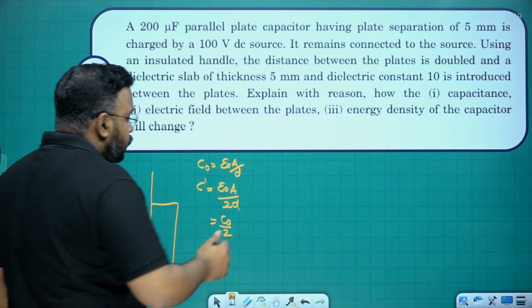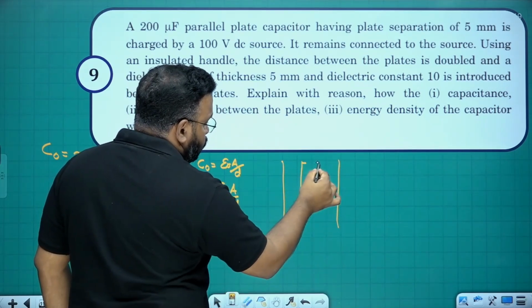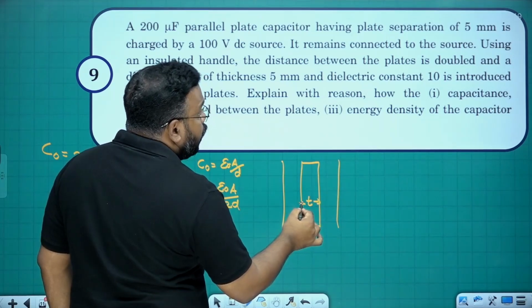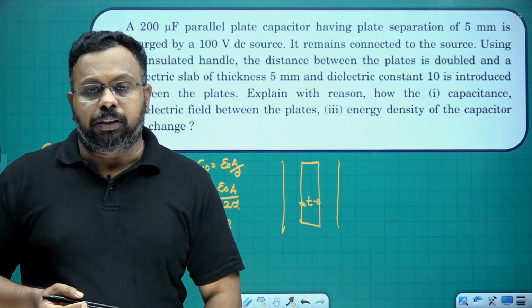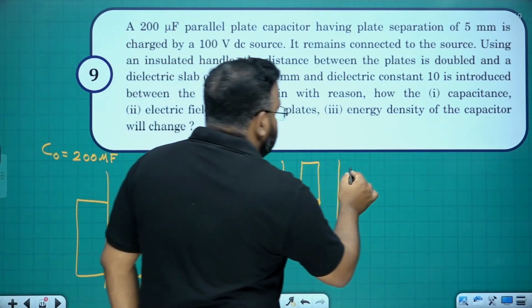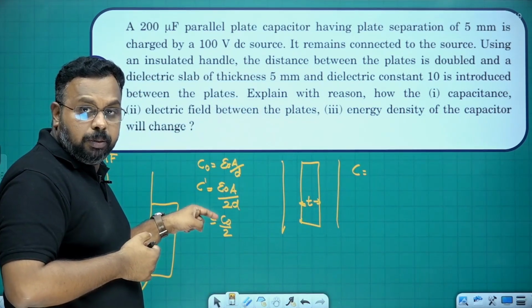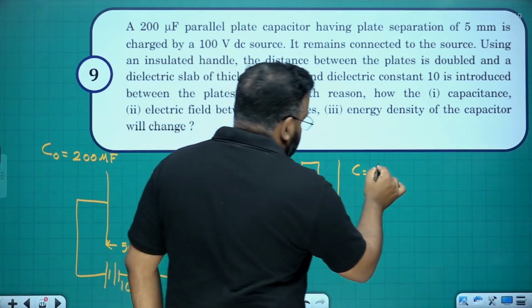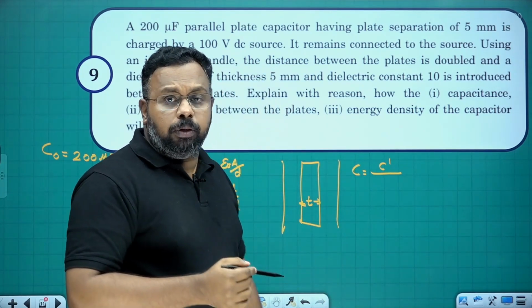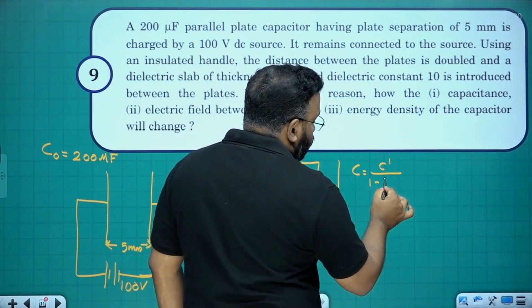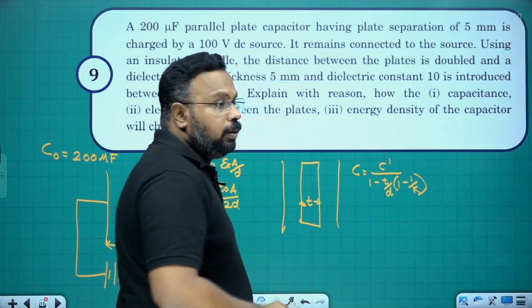After doubling it, what they are doing is a dielectric slab of thickness t, given as 5 millimeter, and dielectric constant value 10 is introduced. We have a direct formula for the new capacitance when a dielectric is inserted. New capacitance is equal to initial capacitance. Remember students, this is our initial capacitance before inserting the dielectric slab. C is equal to C naught divided by 1 minus t by d into 1 minus 1 by K. This is our direct equation for finding the new capacitance.